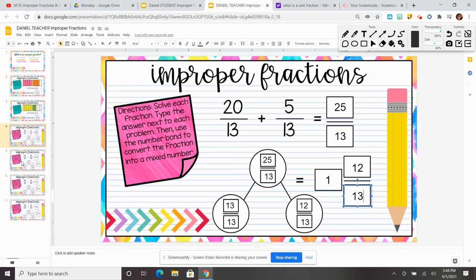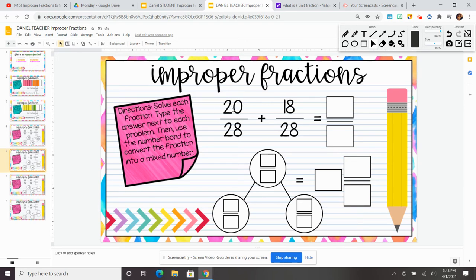All right, so that is slide 4. Let's look at slide 5. 20/28 plus 18/28. Remember, our denominators stay the same, so I'm going to put 28. And I'm going to add 20 plus 18, which gives me 38. So 38/28. All right, so I'm going to put 38/28 here.